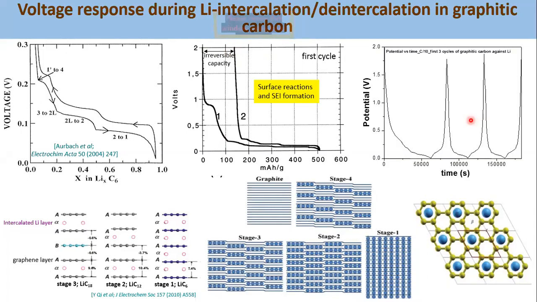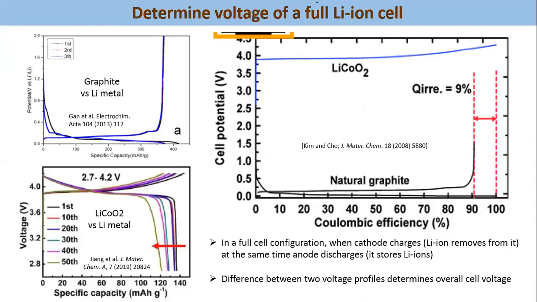Now, this is the case in the first cycle. When you cycle your electrode again and again, what will happen? This irreversible contribution to the capacity will be minimized over the cycles. So now, how to determine the cell voltage? You independently cycle your anode and your cathode with respect to lithium metal. These are the profiles of graphite against lithium metal, and the bottom profile is the voltage profile of lithium cobalt oxide against lithium metal.